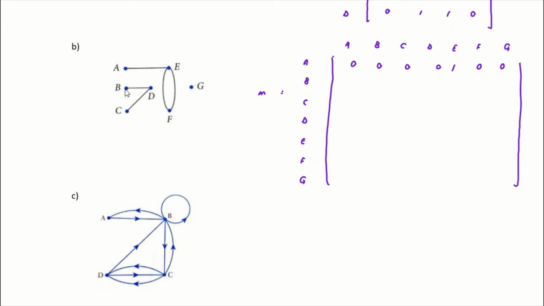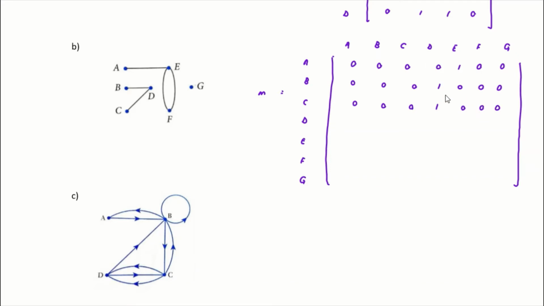Same thing when you go to B, B is only adjacent to D. So that's why B to D is 1 here. Then the others, you know will be all 0. Okay, let me try to write a little bit better. All right, now for C, C is only adjacent to D. So CD is 1 here. Okay, so that's why 0, 0, 0, 0, 0, 0.